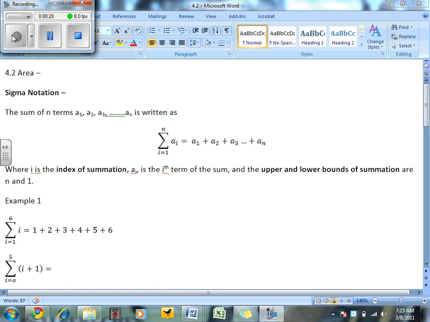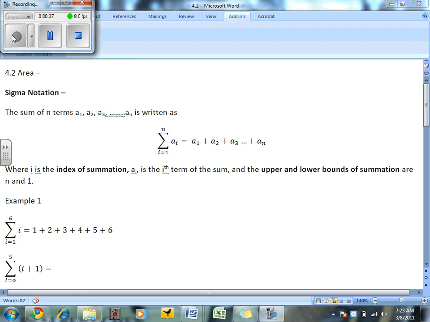So what we're going to start with is sigma notation. A sum of terms, a bunch of terms, can be written very easily in sigma notation instead of writing it all out like this. All right, so what we have here, this n is what's called the upper bound. Down here, i equal to 1 is called the lower bound.